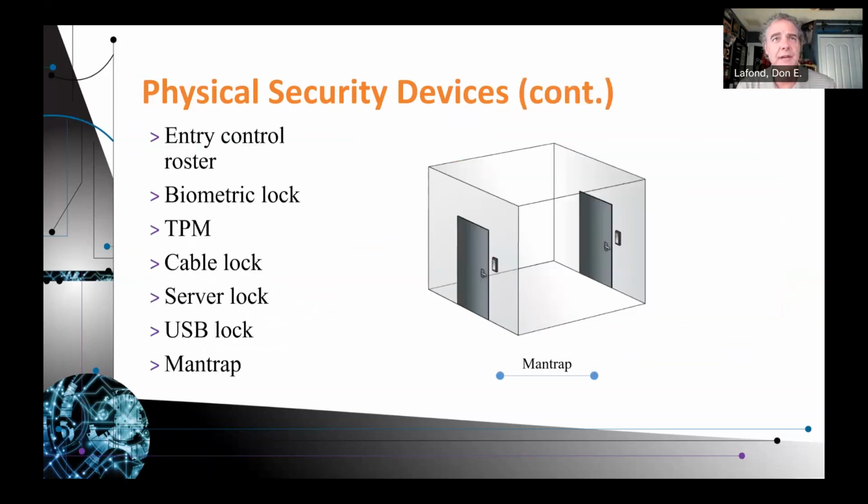Physical security devices include entry control roster, determining if somebody's actually at the door controlling who can come in. You have a list of names of who's allowed. Biometric locks, you use your fingerprint, your eye, something on your body to be read. TPM, we'll talk about a little later. Cable locks, server locks, USB locks, and this is actually a picture of a man trap.